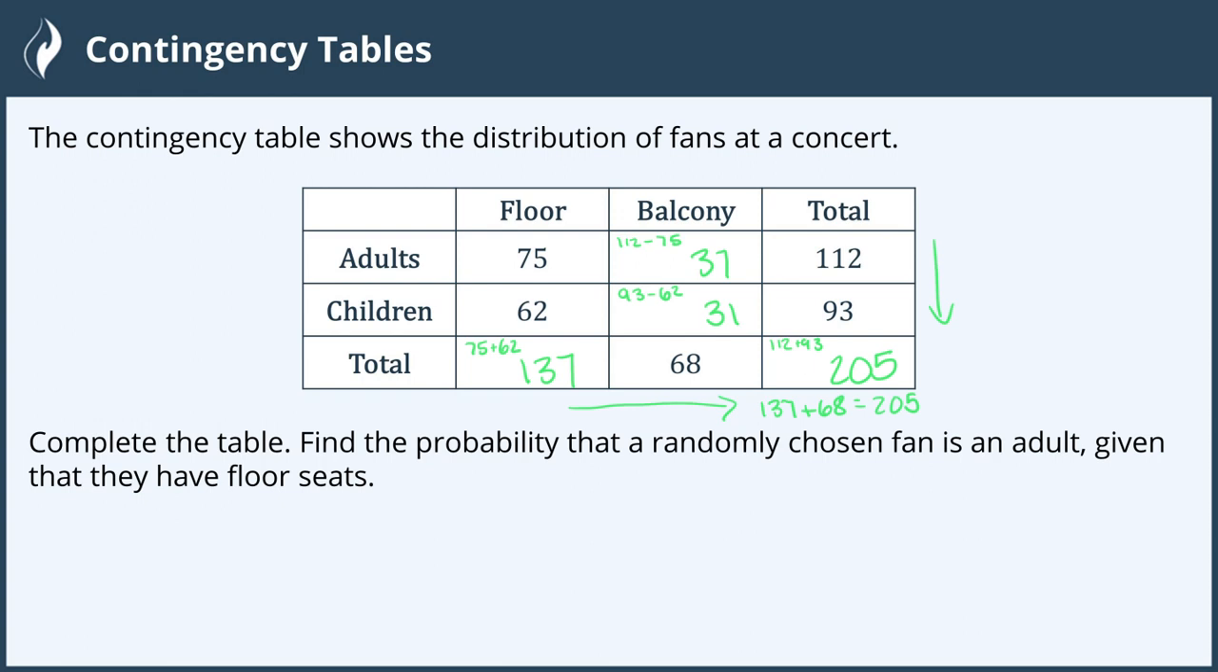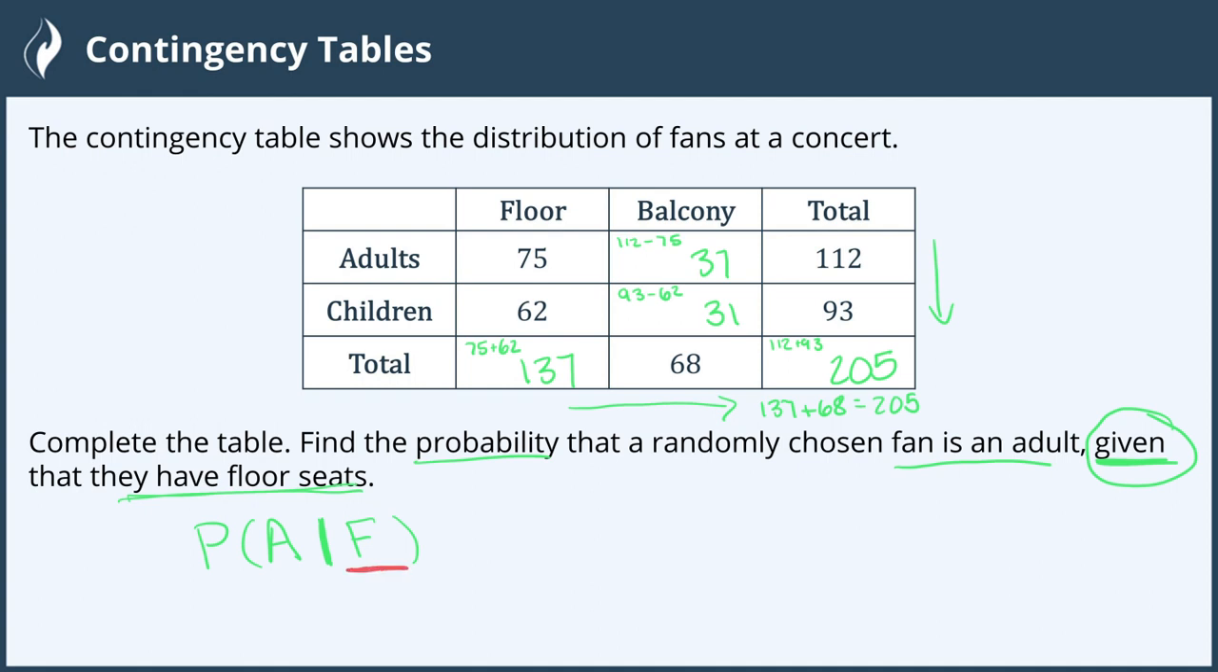Now, the next part is to find the probability that a randomly chosen fan is an adult, given that they have floor seats. So we're looking for a conditional probability given the condition that they have floor seats. And I like this keyword given. That is our line here, given that they have floor seats. So the second part is floor, given that they have floor seats. And the first part is the probability that the randomly chosen fan is an adult, which will be the first part of the probability.